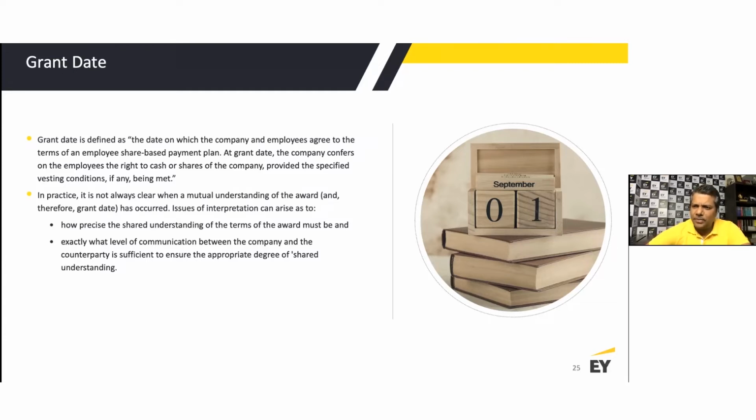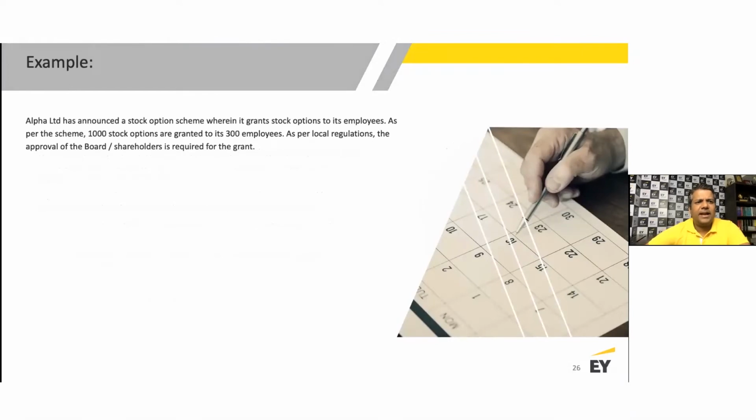So let's take an example and try to understand when the grant date is achieved in those scenarios. Alpha Limited has announced a stock option scheme wherein it grants stock options to its employees. As per the scheme, 1,000 stock options are granted to 300 employees. Now, as per local regulations, the approval of the board or the shareholder is required for the grant.